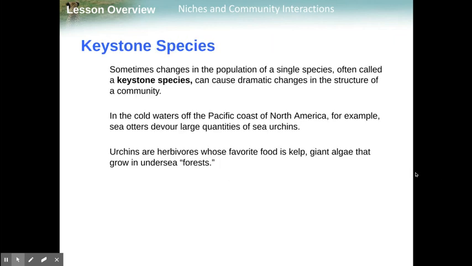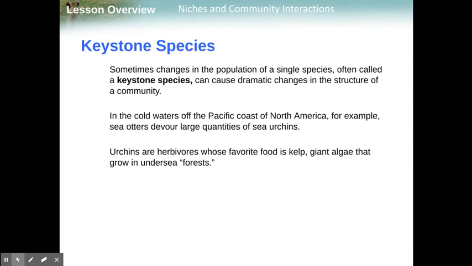So this leads us to what is called a keystone species. Keystone species can cause dramatic changes in the structure of a community because other species are very dependent upon them. We talked about this in a previous lesson when we were talking about food webs and food chains, and we saw that krill can be a keystone species. If you remove that species, it becomes very detrimental to the entire food web and can cause several other organisms to become extinct.